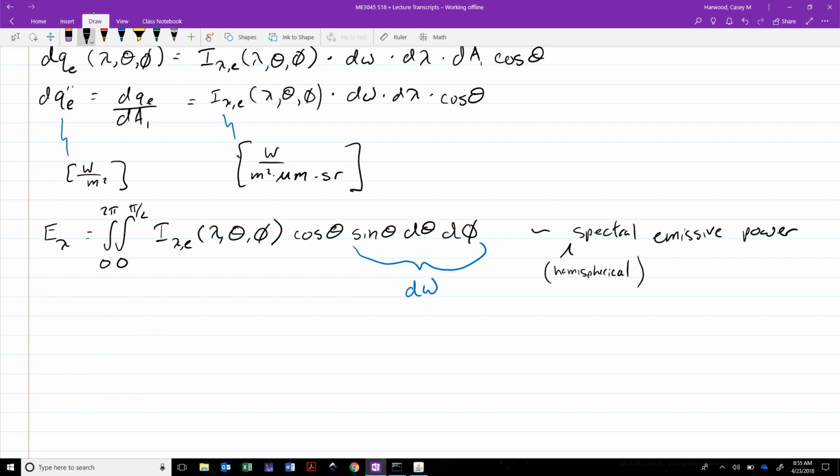Finally, if we wanted to know the total emissive power, this is the E we talked about in Chapter 1 and again in the previous couple of lectures. E is then defined as the integral from 0 to infinity of E lambda d lambda. So if this is the amount of emissive power per unit wavelength, integrated over all wavelengths, we get the total amount of emissive power.